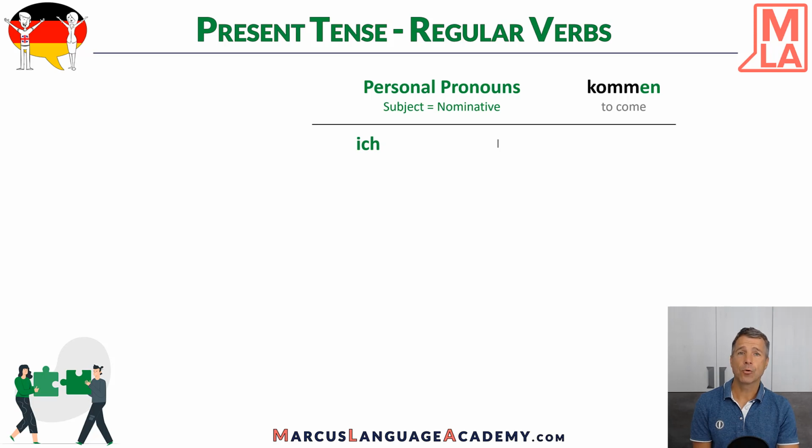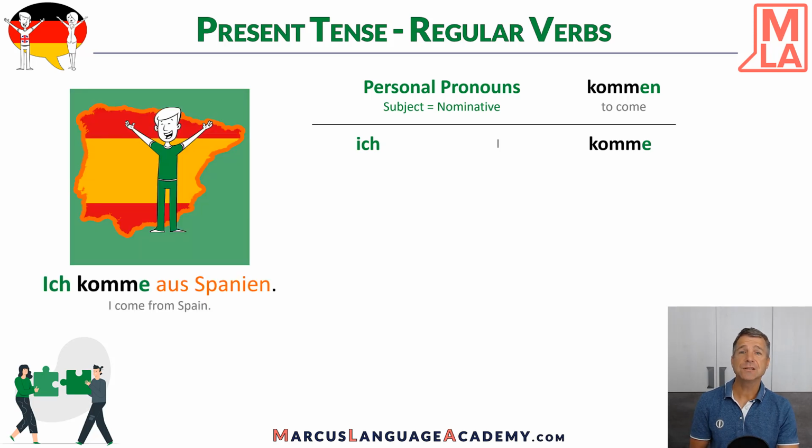So let's take the verb kommen, to come. Kommen, it's a regular verb. And here the ending en from kommen, from the infinitive, we take away and then we put just the e. So ich komme. And let's see an example. Ich komme aus Spanien. So we have a sentence with an example. I come from Spain. And here you see the background color is green because it's a regular verb. And ich, the person, it's also green because it's the subject and has an influence on the ending.